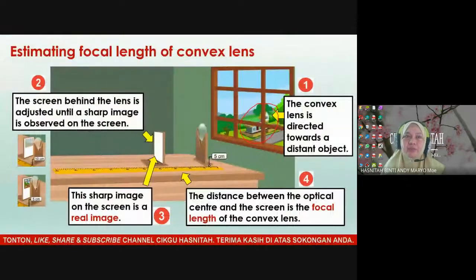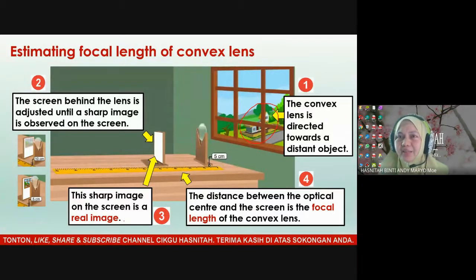This is how we adjust the position of the screen until you are satisfied with the sharp image produced on it. The sharp image on the screen is called a real image. Students, what is a real image? A real image is an image which can be formed on the screen. Another one is the virtual image, which means the image cannot be formed on the screen.